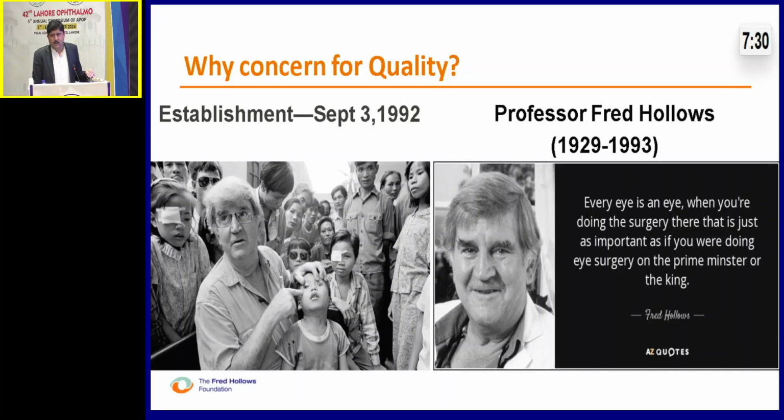For those who are new in this room and don't know about the foundation, the Fred Hollows Foundation is an Australian-based international organization, founded by Professor Fred Hollows back in 1992. And in Pakistan, we have been working since 1998.